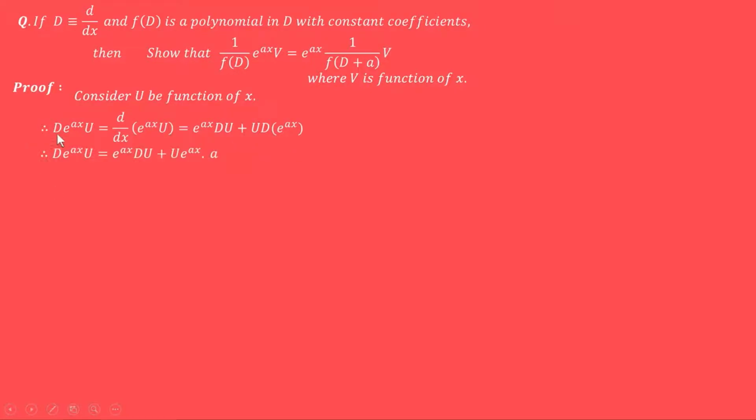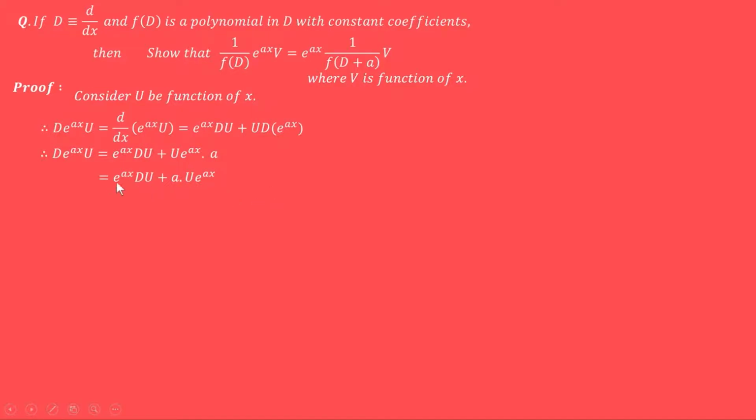And therefore D of e^(ax) u is equal to e^(ax) Du, first term as it is. Now here we have to find the derivative of e^(ax), which is e^(ax) into the derivative of ax, which is a. So that derivative is u into e^(ax) into a. And so this is equal to e^(ax) Du plus, take this a as a coefficient, a u e^(ax).